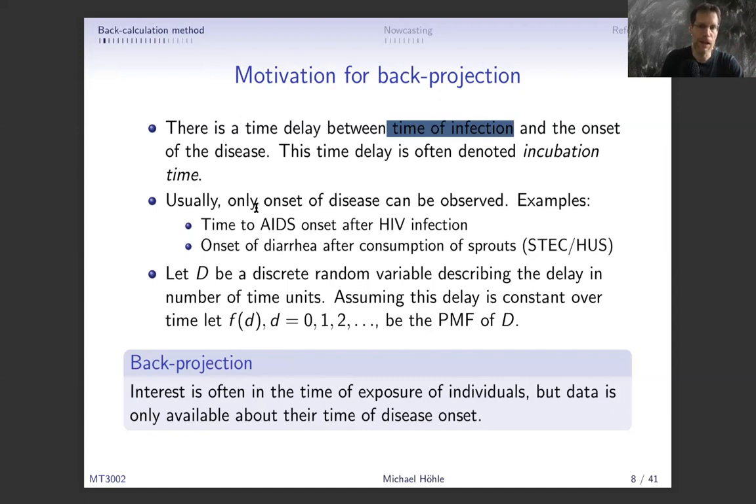So, and usually only the onset of disease can be observed, not the exposure time. You might have a few cases, we will show that later on, where you know the exact time of exposure because, for example, they were travelers who drove through Germany and more or less spent no time except eating a sandwich at a gas station in Germany.